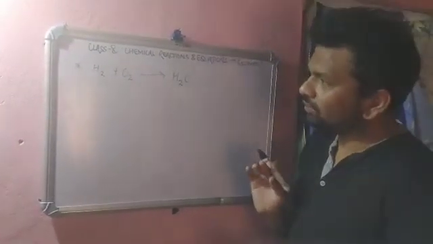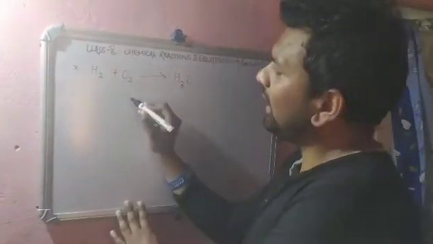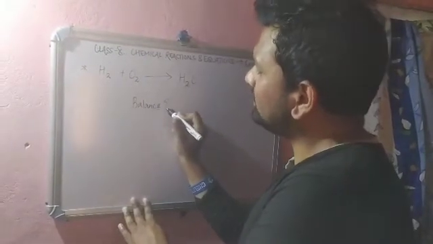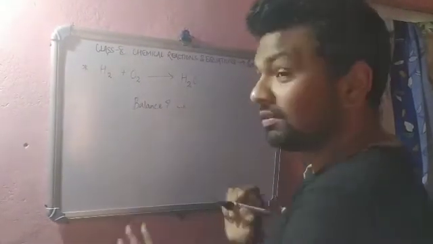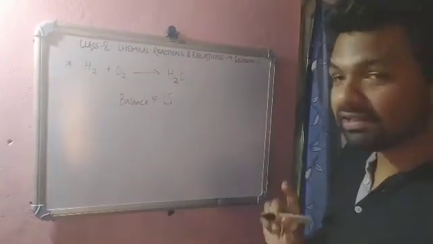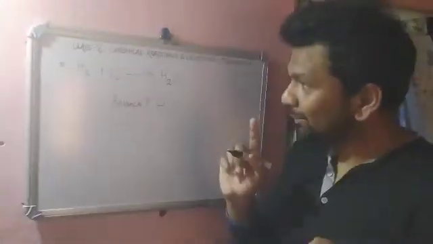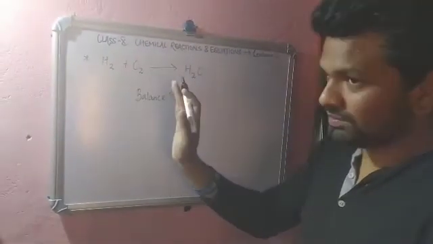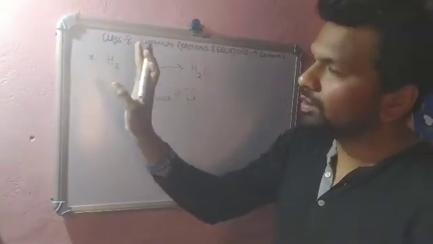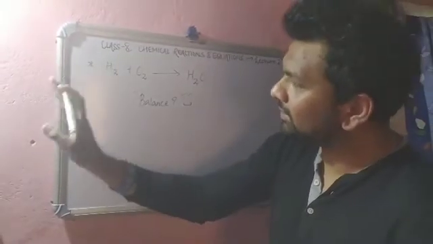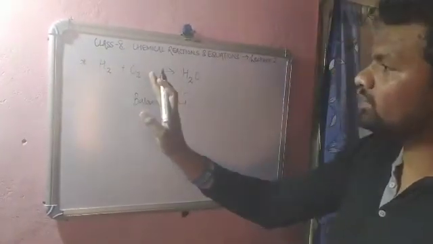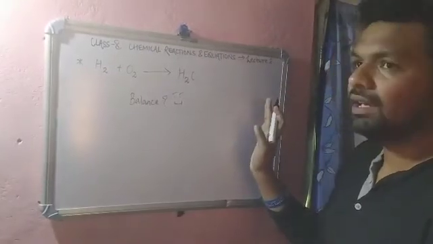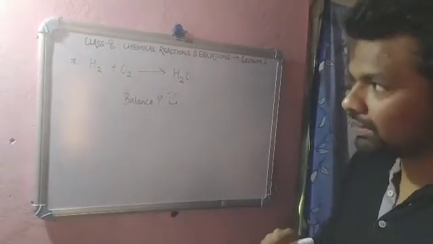Now, in the last class, what we had said is that we have to balance the chemical reaction. Now, why do you have to balance it? Balancing the chemical reaction means the number of atoms of a particular species on the left hand side, that is the reactant side, and the number of atoms of the same species on the right hand side, that is the product side, has to be equal. Why does that have to be equal?